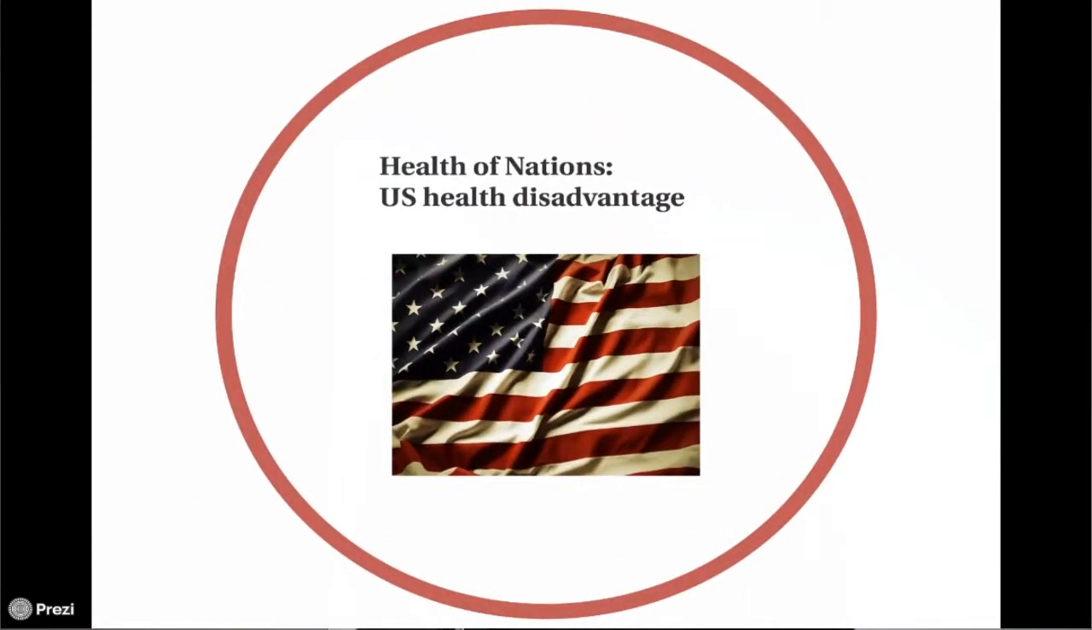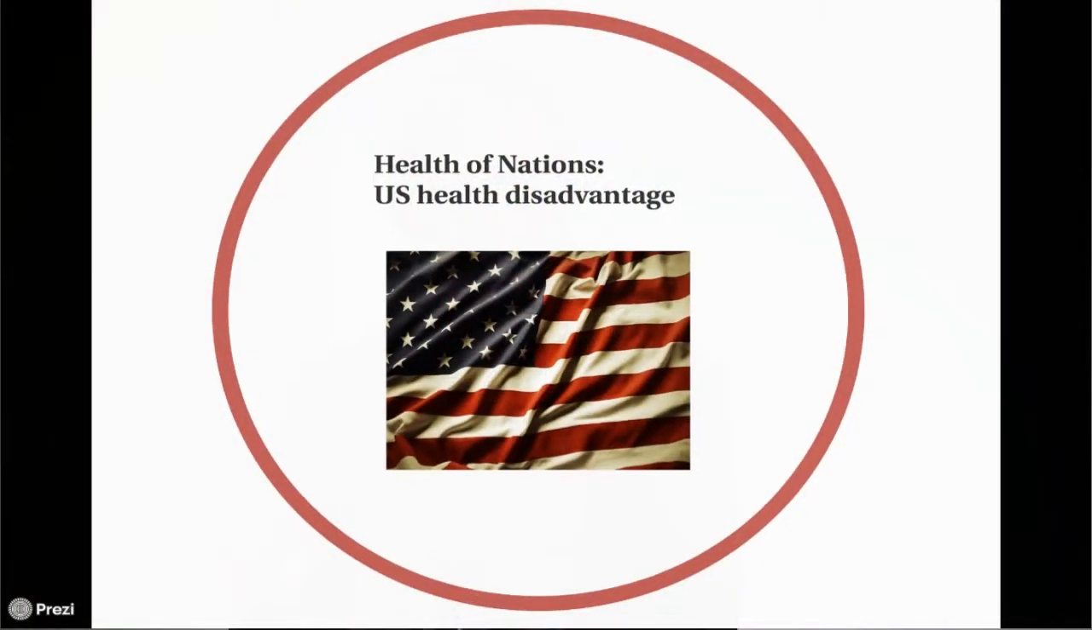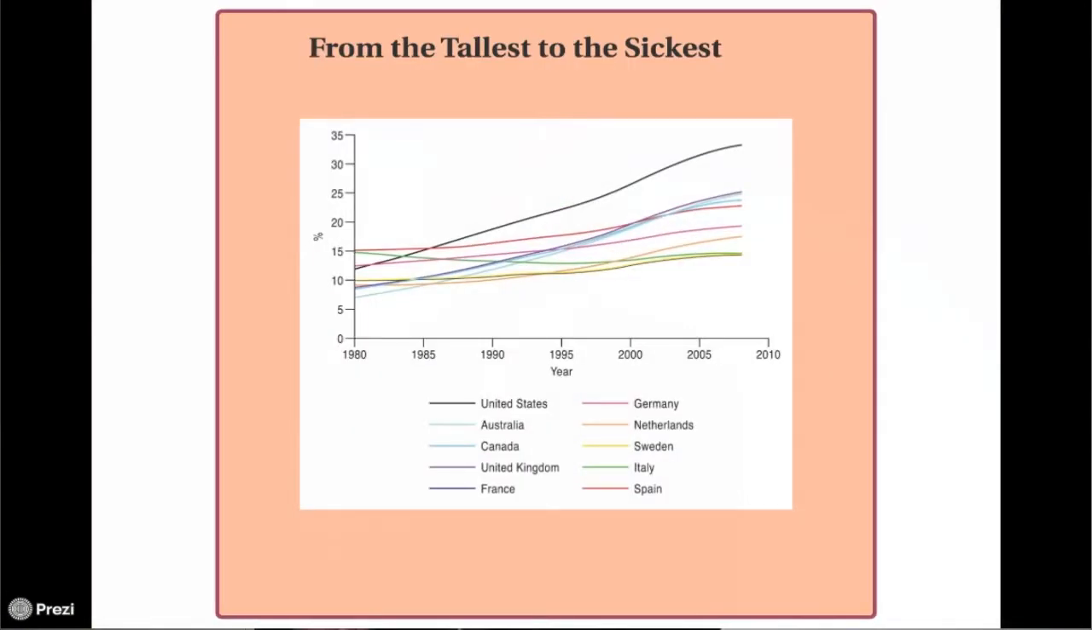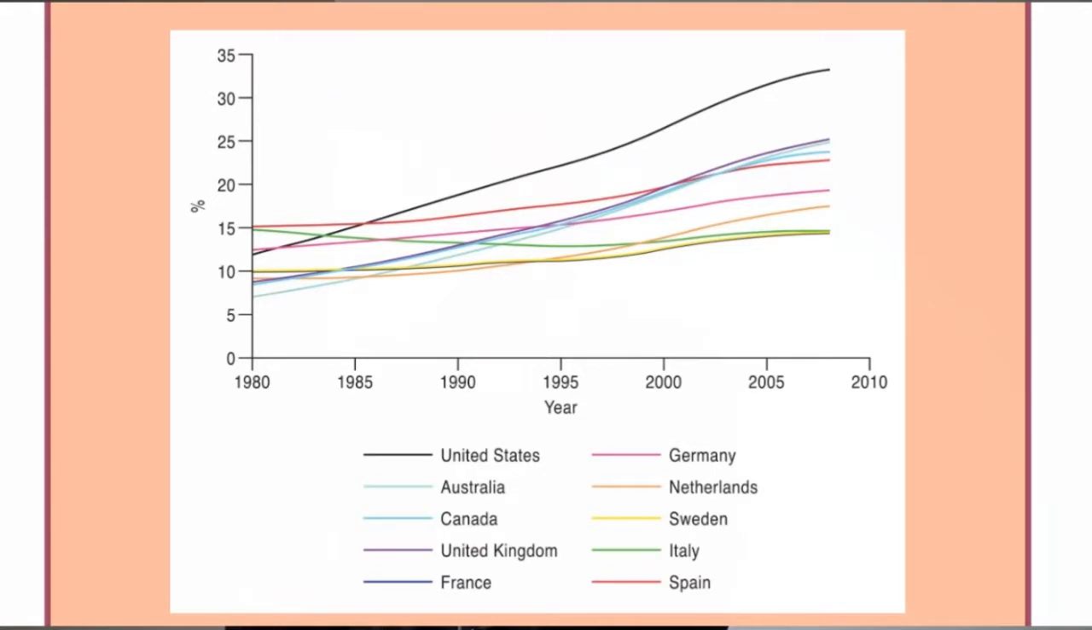So to start off with the first example, which is the US health disadvantage. The US, until the 1950s, used to have a health advantage over other comparator countries, so Western Europe, Canada, Japan, and so forth. It was the tallest, people had the best nutrition. But over the last 60 years, it's gone from being the tallest to arguably the least healthy, the sickest of the high-income countries.